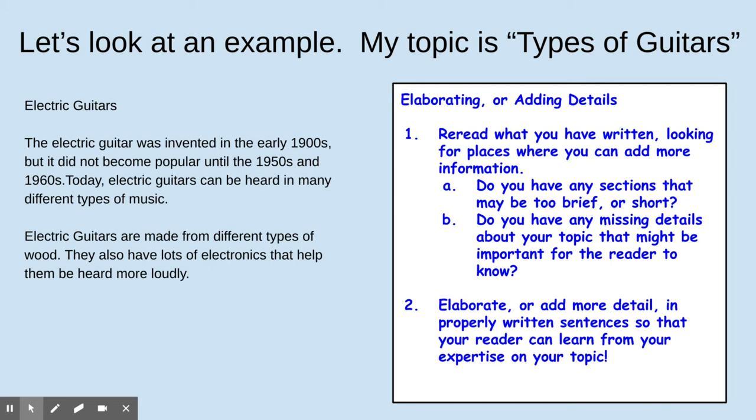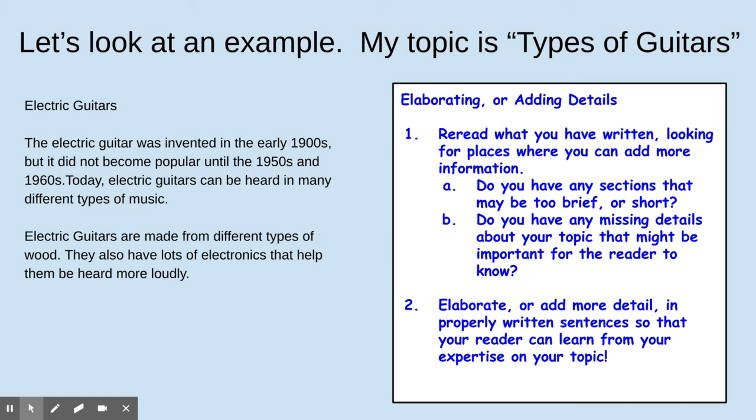So let's look at our anchor chart on the right side of the screen. When we're elaborating or adding details, we reread what we've written, looking for places where you can add more information. We think to ourselves, do you have any sections that may be too brief or short? Do you have any missing details about your topic that might be important for the reader to know? And then the second step is to elaborate or add more detail in properly written sentences so that your reader can learn from your expertise on the topic.